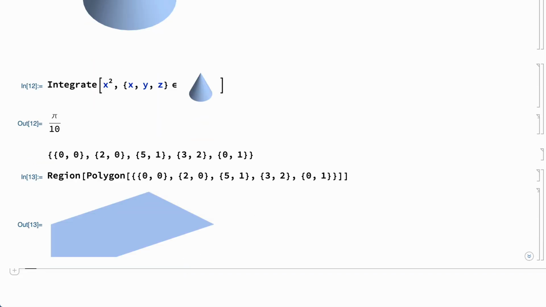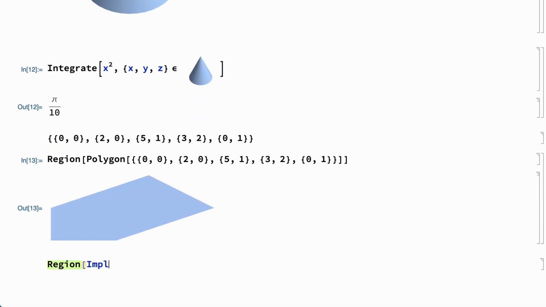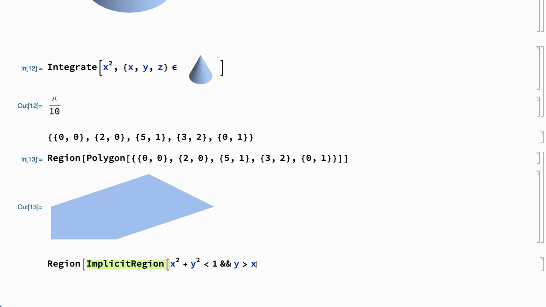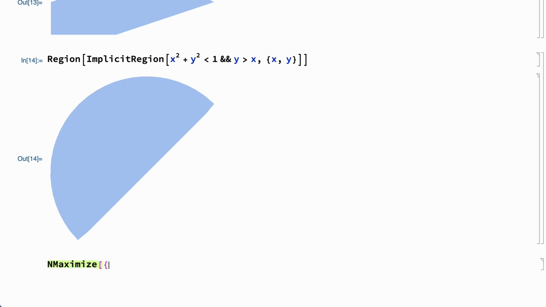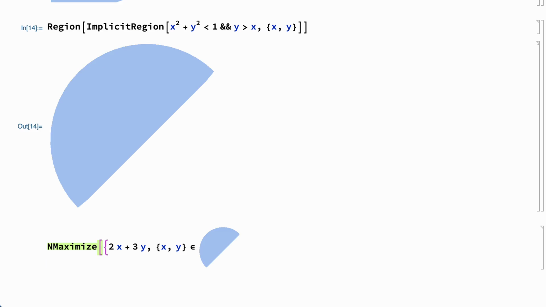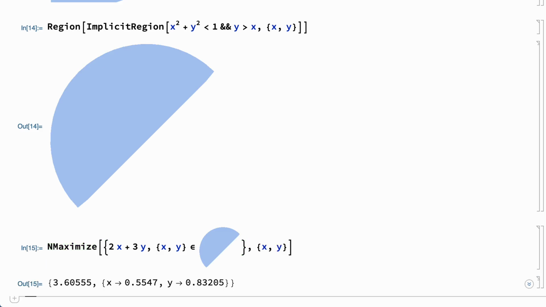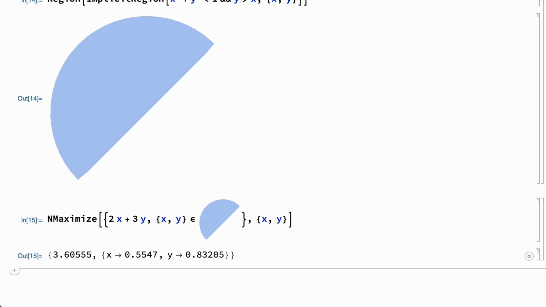Regions can also be specified using symbolic equations. For example, this shows a region specified using equations that describe the boundary of the region. Regardless of how the region is specified, all of these regions can be used in calculations. For example, this uses that region as a constraint in the NMaximize function. In many applications, and especially in certain numerical calculations, it's convenient to work with regions that are approximated as a combination of simple geometric elements, usually triangles or rectangles.